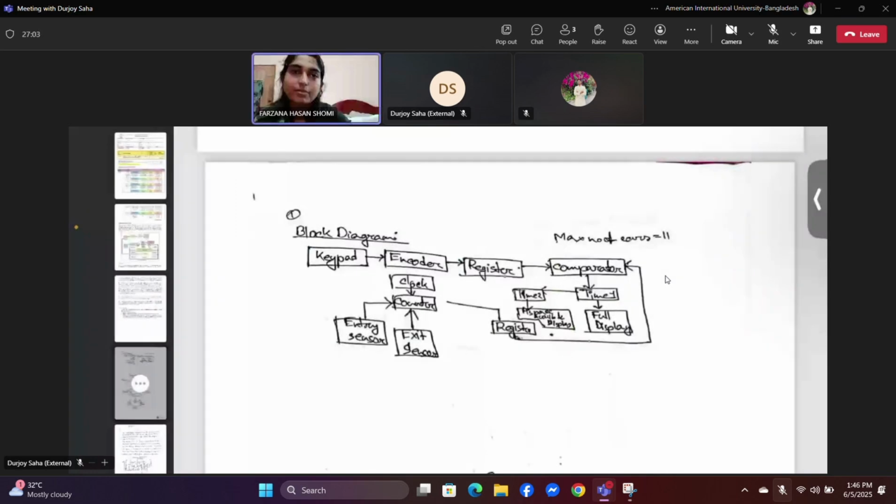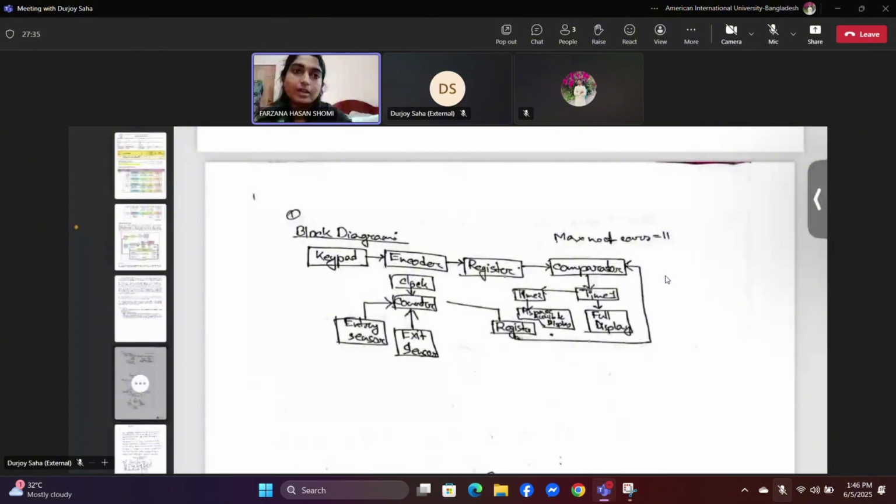The process begins with a keypad where the user inputs data. This data goes to an encoder, then to a register, and finally to a comparator to check if the parking is full or space available. We also use a clock and a counter to keep track of time and the number of cars. Entry and exit sensors detect whether a car has entered or exited. Based on that, the counter updates the car count in the register.